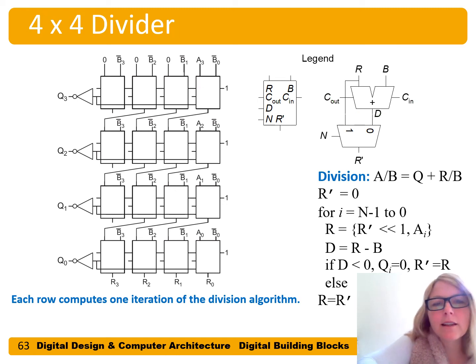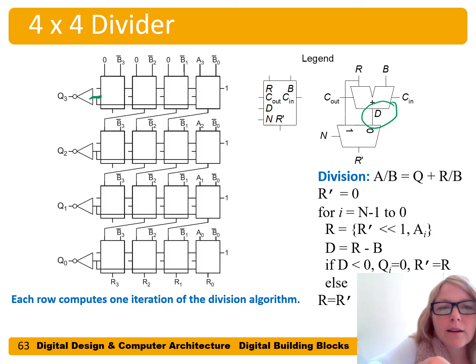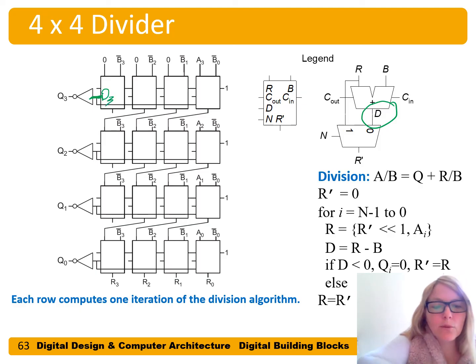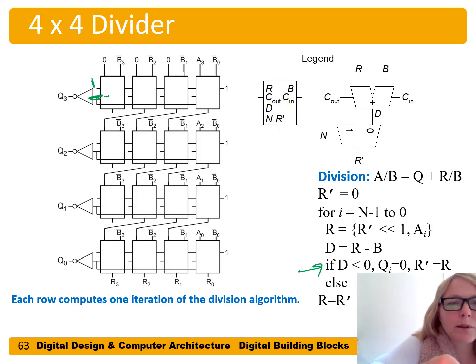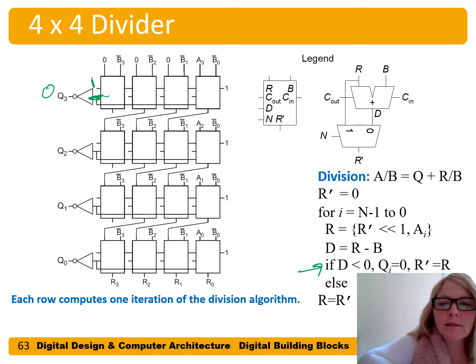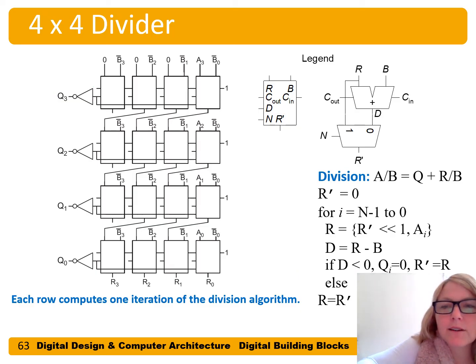And the key here is that we want to look at what is the result of that difference. And so what we want to look at is this most significant bit of the difference, D sub 3. This is that most significant bit of the difference, and that will determine what we choose, right? If it's negative, then Q sub I, in this case Q sub 3, right? If this is negative, this is a 1, so Q sub 3 is the inverse of that. It'd be 0. And if it's negative, R prime is equal to R. So if it's negative here, we want to feed R into R prime. It didn't fit.